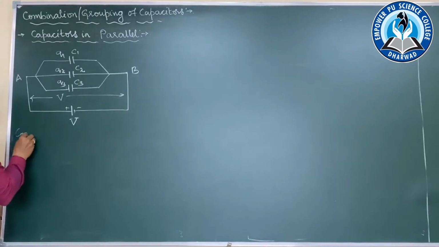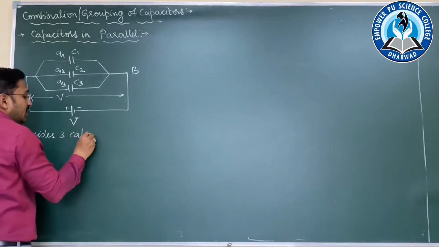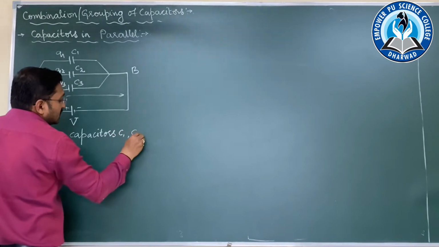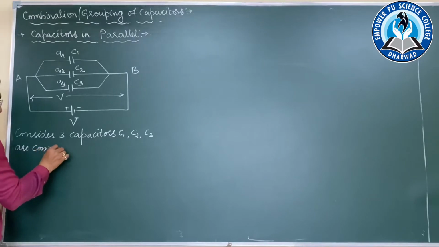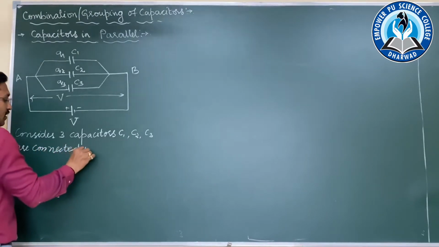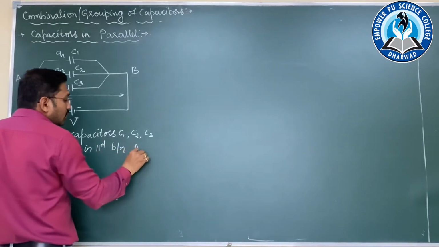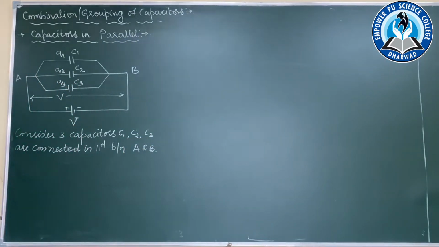To explain the diagram, consider three capacitors C1, C2, C3 connected in parallel between two points A and B. We have connected them in parallel between those two points.